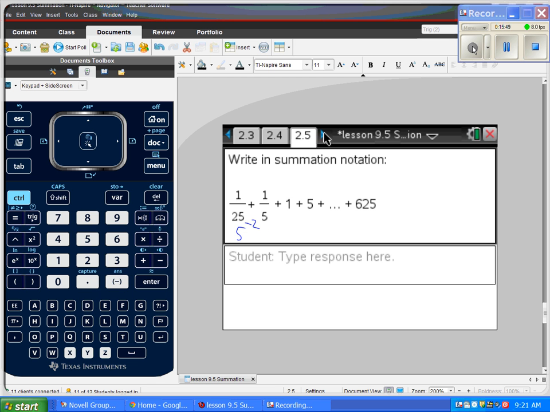How do I rewrite 1/5? 5 to the negative 1. What's 1? 5 to the 0. 5. 5 to the first. And so on. What's 625 written as 5 to the something? 5 to the 4th.